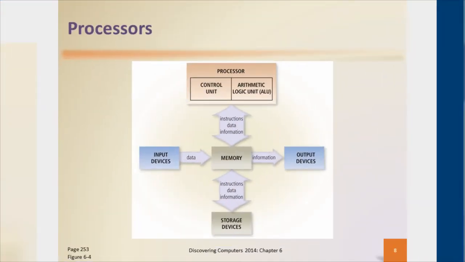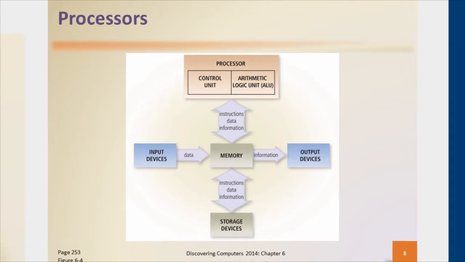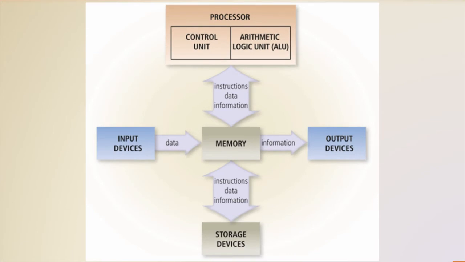Okay, so what is the general high-level process that our processor goes through to work on data? Well, it's going to take input information. Input is going to come from our mouse. It may come from our microphone. It may come from the keyboard. The processor is going to take that information from input and put it into memory. So when we type something on the keyboard, it goes into memory so that the processor can work on it.